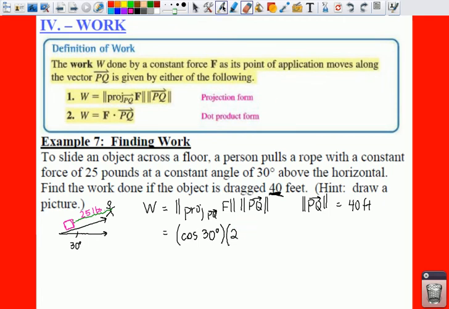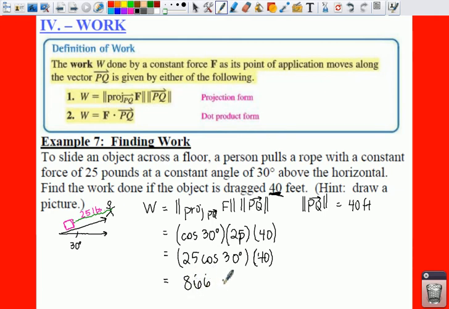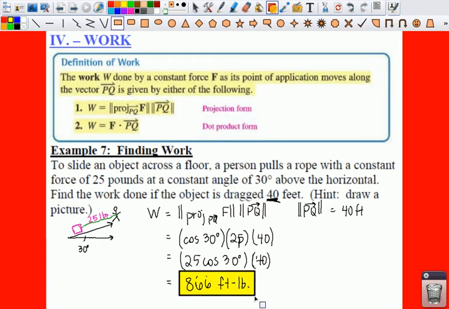25, times your magnitude of PQ, which is 40. So basically, it would look a little better if we wrote it as 25 cosine of 30 degrees times 40. When we plug these into your calculator, the work done ends up being 866 foot-pounds, which is how you measure work being done.